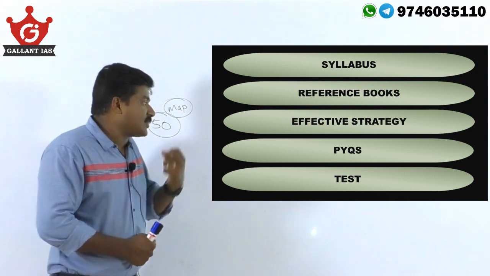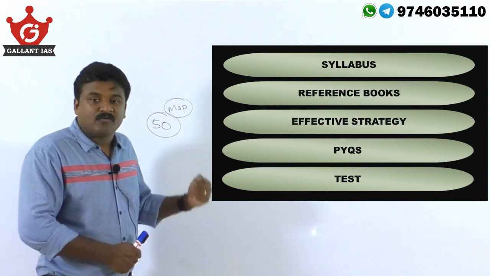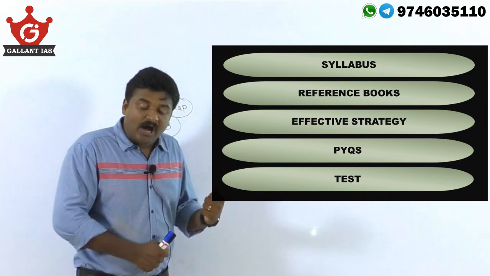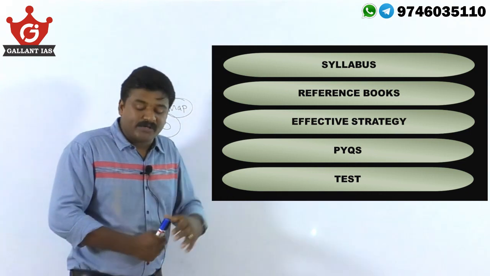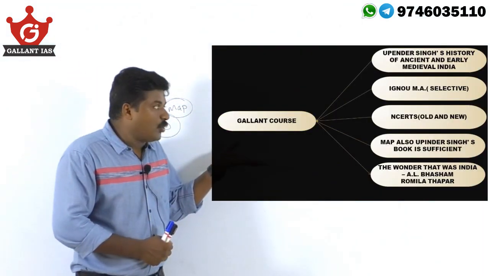You must have an effective strategy. You should go through the previous year's questions, and definitely once you finish the syllabus, you finish the sessions, you will have to go for full tests. In between, you have to do the sectional tests and module-wise tests. And obviously, GALLANT IAS provides you a history optional course.